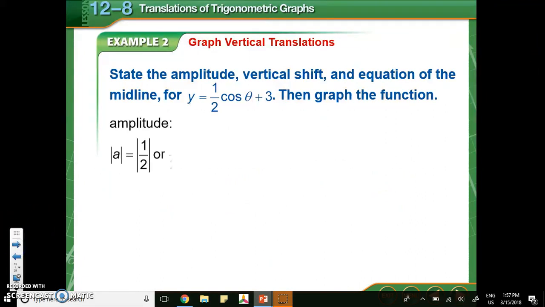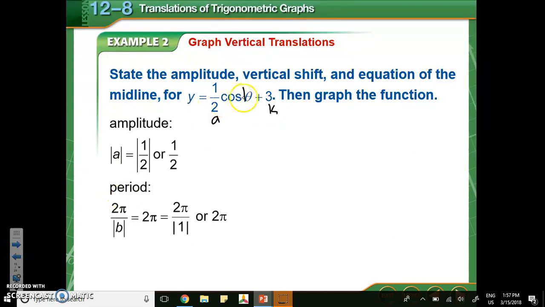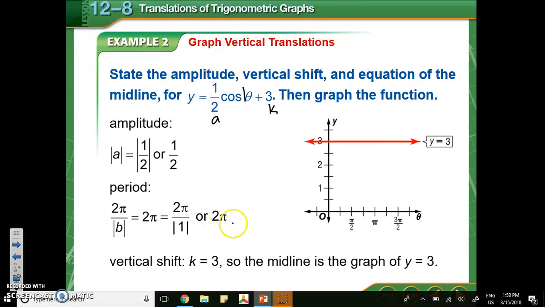So let's look at this example. I have y equals 1/2, so that's my a value, times the cosine of theta. My b value is 1, plus 3, that's my k value. That's moving me up 3 units. So my amplitude is 1/2. My period is going to be 2 pi, or 360 degrees, 2 pi radians, because my b value is 1, so it doesn't change. And vertical shift of 3.